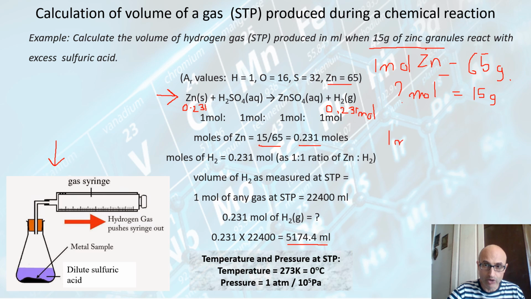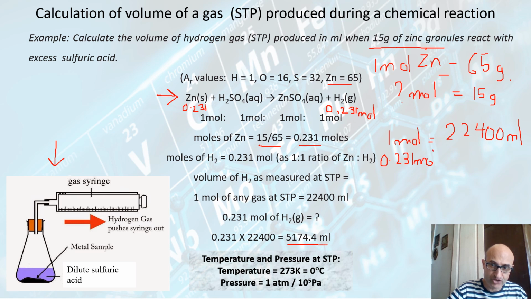Now, as we said in the previous slide, 1 mole of any gas at STP has a volume equal to 22,400 mils. Note that in this test question, we are being asked to give our hydrogen produced in mils. Now, do we have 1 mole of hydrogen produced? We have less. We have just 0.231 moles of hydrogen gas.